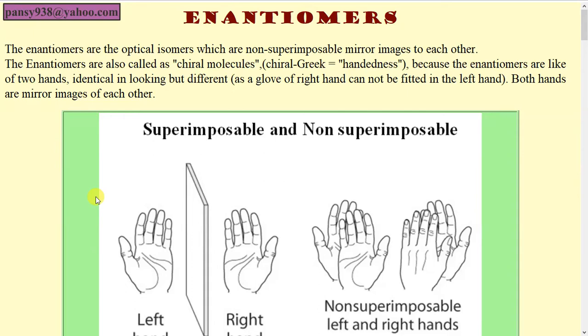Remember that the word chiral has its origin from the Greek chir, which means handedness, because enantiomers are like two hands. They look identical, but actually they are different, as you have observed that a glove of the right hand cannot be fitted in the left hand.